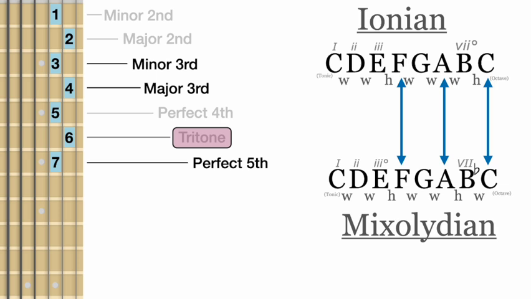And what do we know? We got a major 3rd and a perfect 5th. That is a major chord, right? So F major is the same in both Ionian as well as Mixolydian.